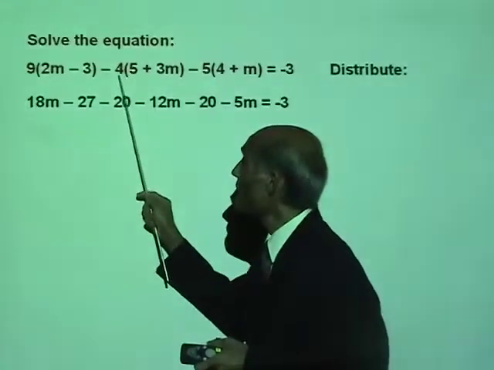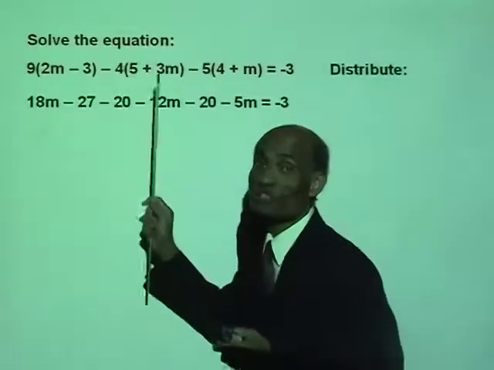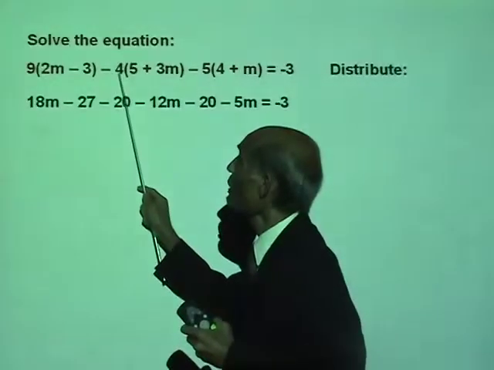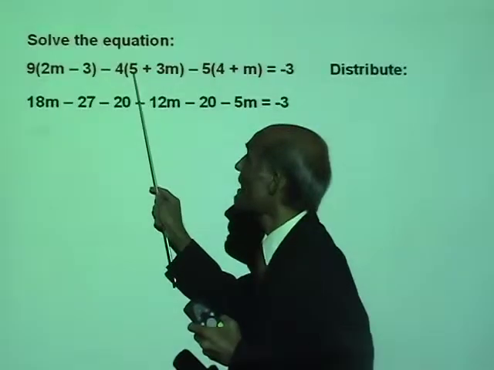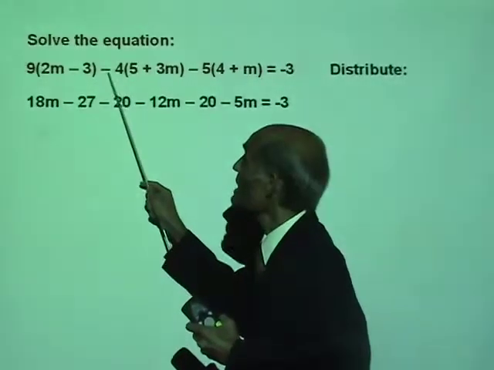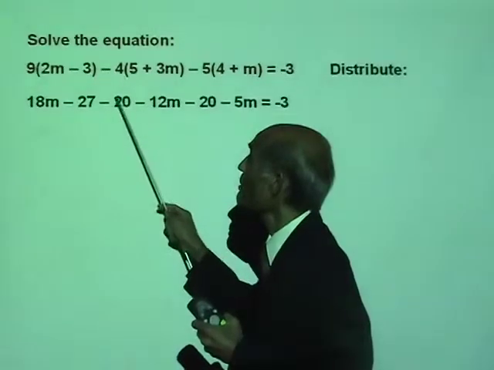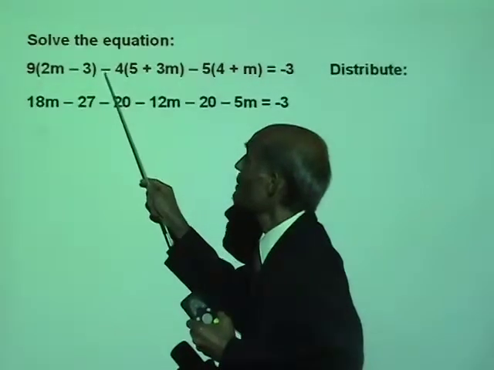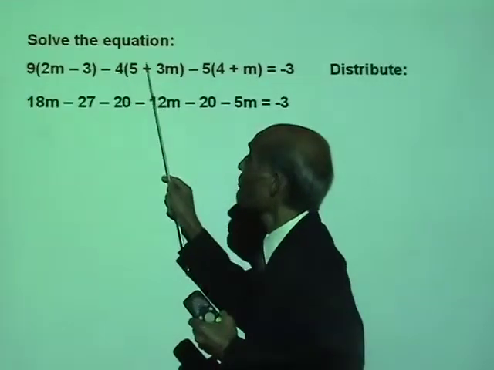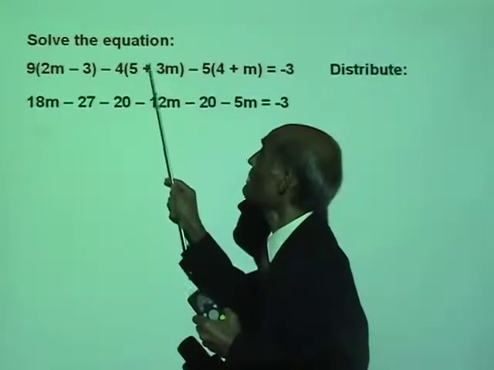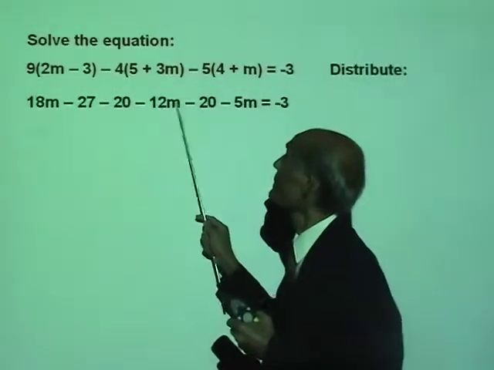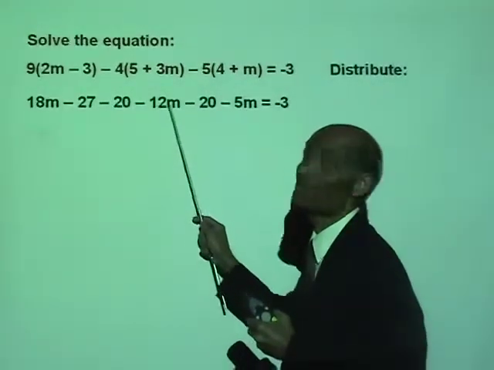This is now minus 4. We are going to distribute that minus 4. Minus 4 multiplied by 5 is negative 20. Is that right? Negative multiplied by positive is negative. And negative 4 multiplied by positive 3m will be negative 12m. We finished with the second parenthesis.